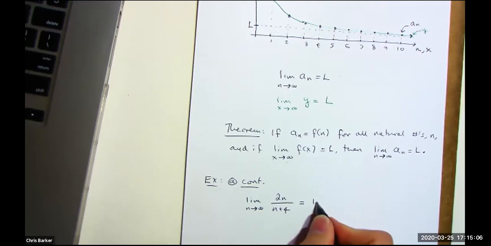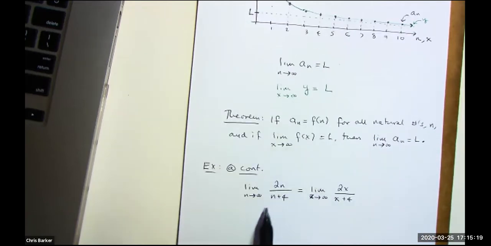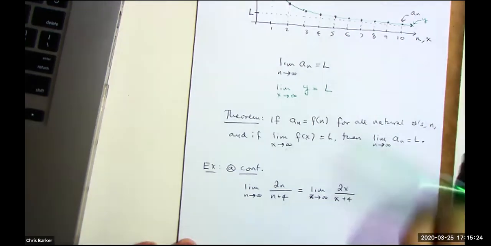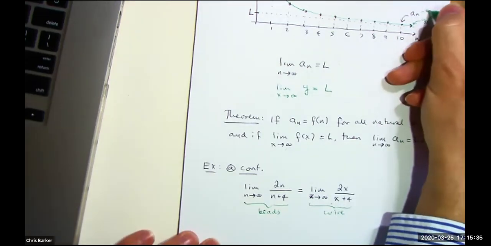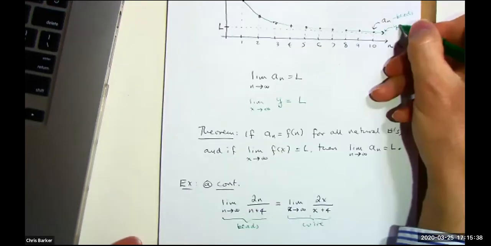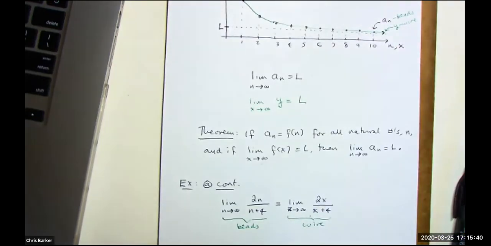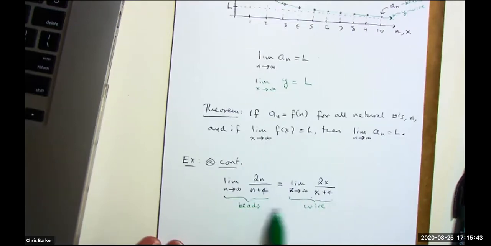So I'm going to replace this. I'm going to trade in my n's for x's. Actually, I'm going to change this to x as well. Are you okay with that? So here's the wire. Sorry, here are the beads. You know, if I want to really keep on with that analogy, here are the beads, and here's the wire. These are the beads up here, and this is the wire. And we're saying we can find the bead limit by finding the wire's limit.